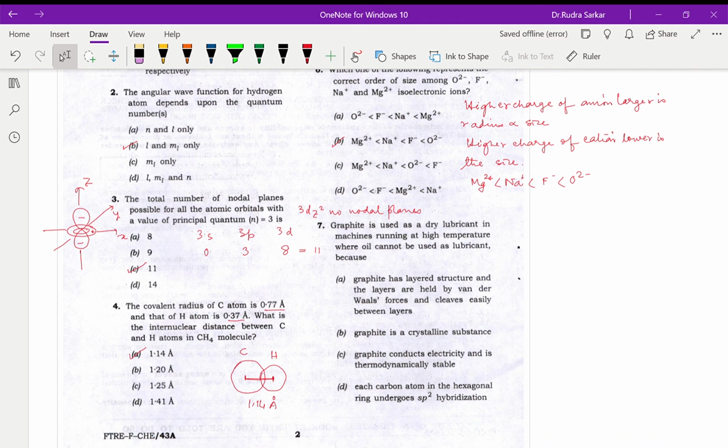Graphite is a crystalline substance. This cannot be a reason. Graphite conducts electricity and is thermodynamically stable. This is also not the correct reason. Electricity has got nothing to do with it. Each carbon atom in a hexagonal ring undergoes sp2 hybridization. So these are not the correct reasons. The correct option over here should be, for a lubricant you need things to slip over each other. So over here option A is the correct option.